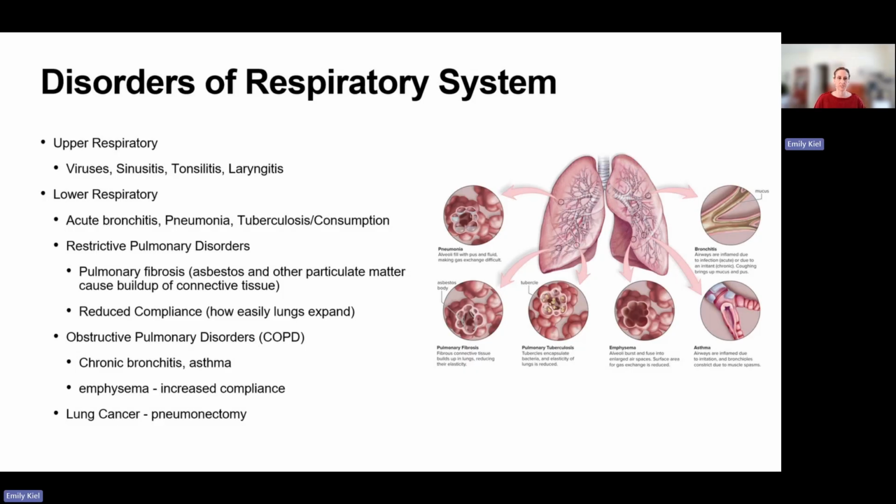So in the upper respiratory system, we can get viruses, we can get sinusitis, we can get tonsillitis, we can get laryngitis. All of these, we've got the itis ending, so it's inflammation. In the lower respiratory system, we can get acute bronchitis. So this is bronchitis that it's not been going on for forever. We can get pneumonia. So that's infection of the lower respiratory system, or something like tuberculosis or consumption.